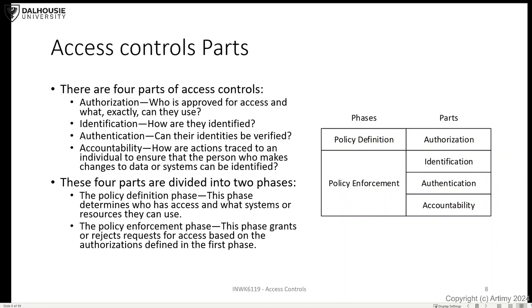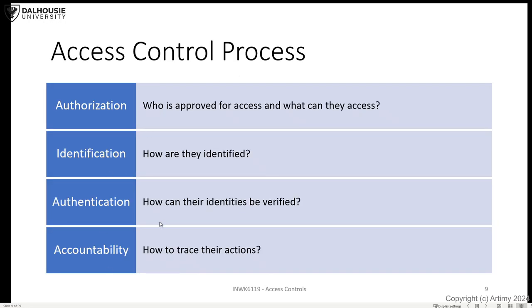The policy enforcement phase includes identifying the users, identifying the subject, authenticating them, and finally the accountability. So each one of these, we'll talk about it in detail. So if I want to summarize the four parts, the authorization determines who is approved for access and what they can access.